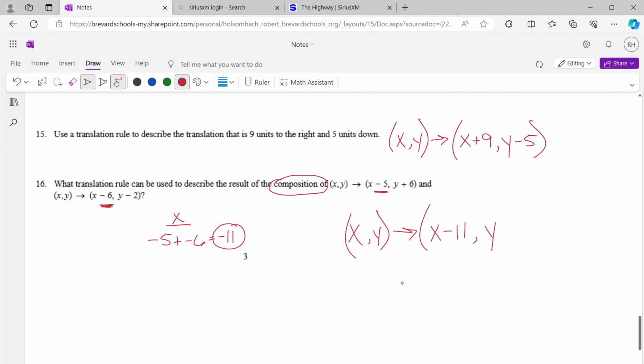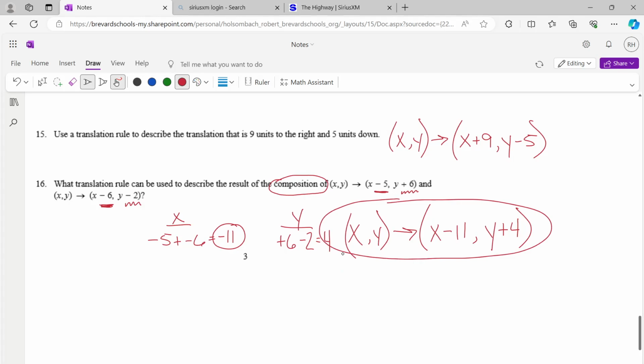Then we do the same thing with our y's. In the first translation, we went up 6. Then we went down 2. So for the y, if you went up 6 and then down 2, wasn't your change positive 4? Okay, if you went up 6 units and then down 2 more, that's positive 4. All right, so that would be your composition of the two rules given in the problem.